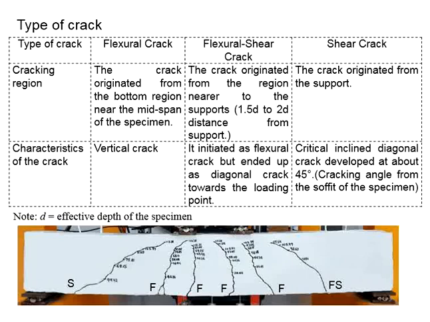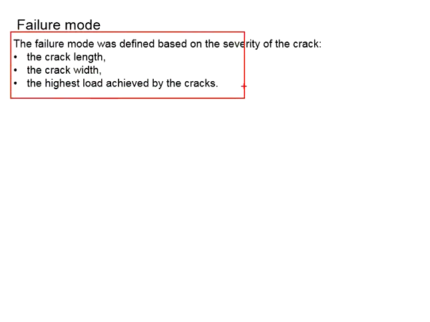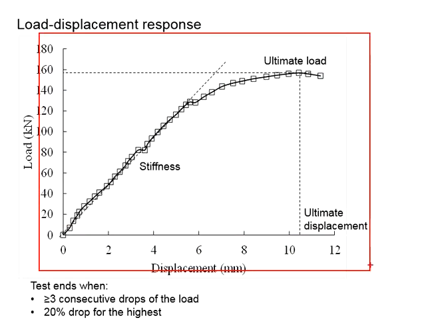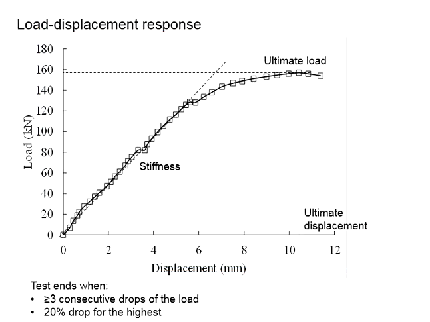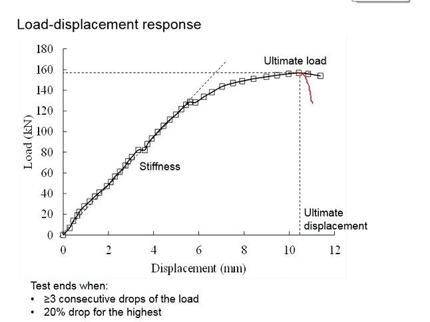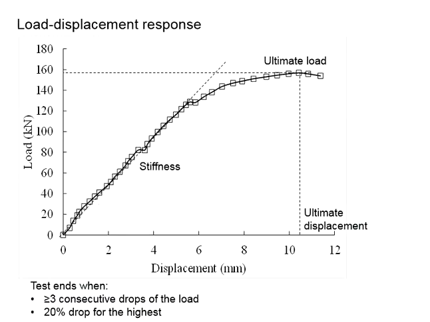You can observe from various aspects, not only these three, in terms of the severity of the crack. You may observe the ductility response of the load displacement curve. If the critical failure is due to the shear, brittle failure is likely. Normally, you will observe a significant drop after the ultimate load. If it is due to the flexural failure, it is more ductile. The drop is not as significant.